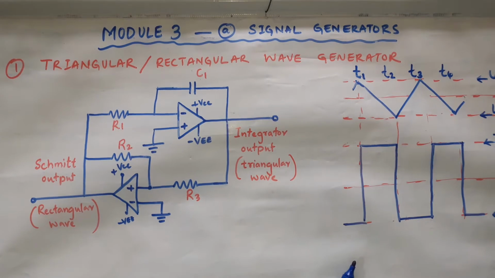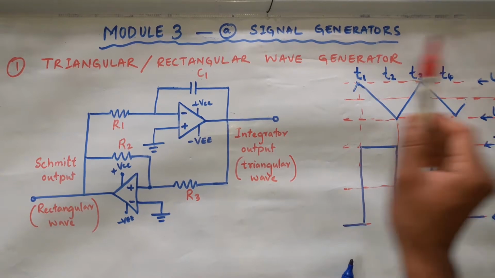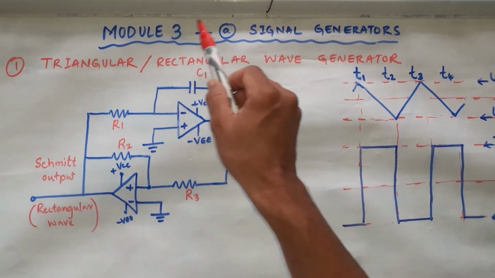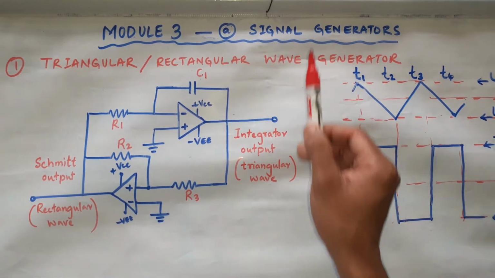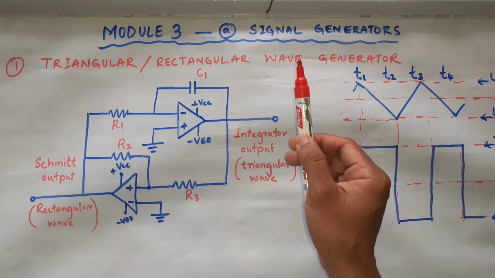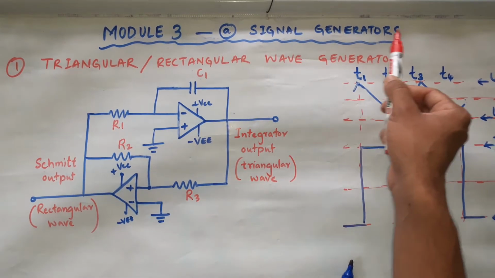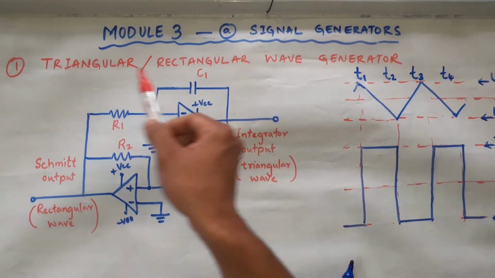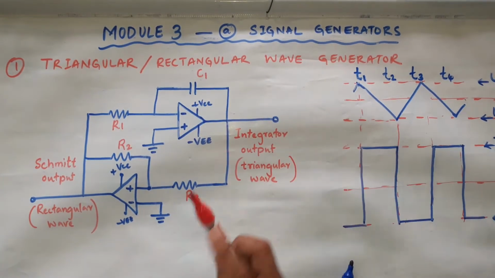As we have completed our first two modules, today we will be starting with module 3. Module 3 is subdivided into signal generators and comparators. Comparator is the second part; the first part is signal generators. So signal generators will start today. Under signal generators, as per your syllabus, our first topic is the triangular and rectangular wave generator.